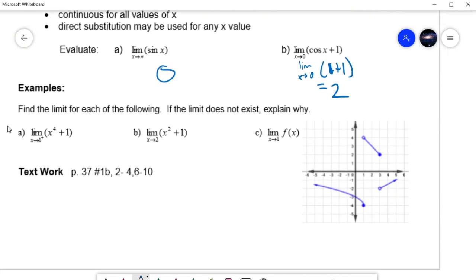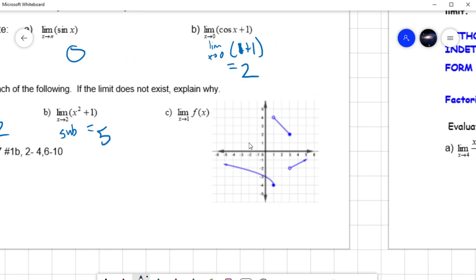Again, this is a really good example to do. It's a polynomial, so sub in. And of course, if you sub this in, you're going to get the answer 2. This is a polynomial, sub in. You sub in 2, you're going to get the answer 5. Here, as x approaches 1, now let's do this like it was on a test. What would you do here? What's the correct way to answer this question on a test?